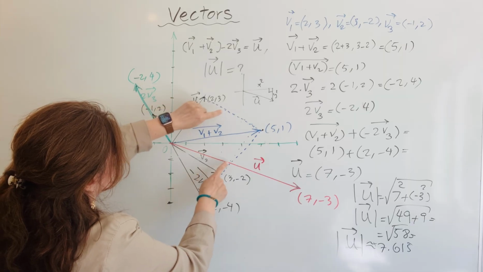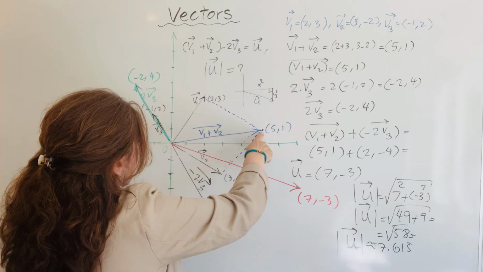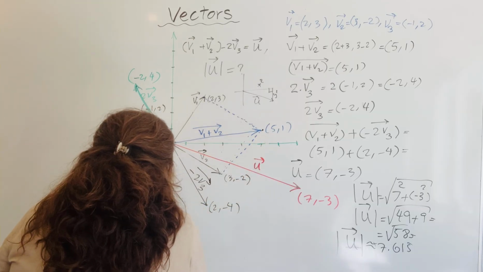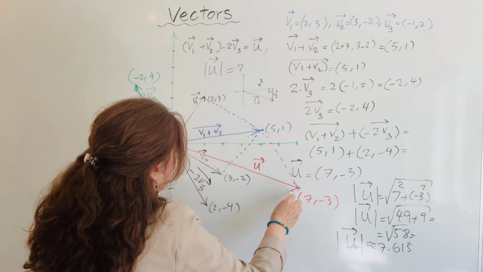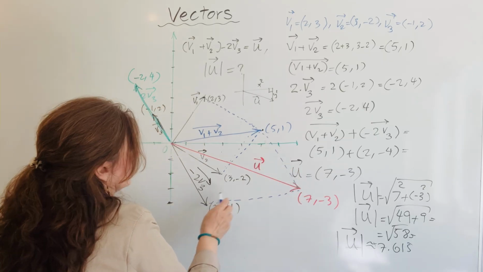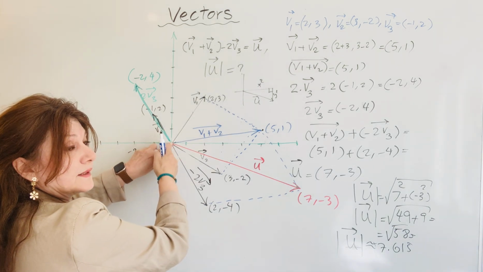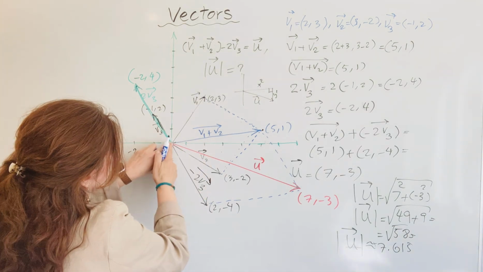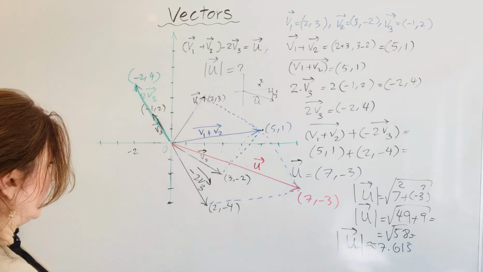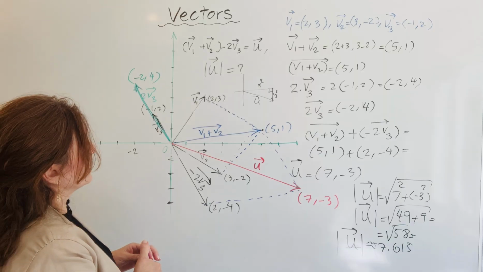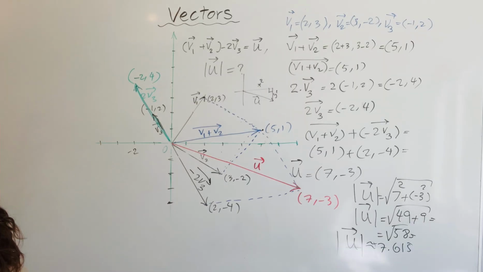As you see, V1 plus V2 gets somewhere here. Twice of this one, negative, is here. The result by parallelogram is here. The tail is here because everything is at 0, 0. Tail is here and tail is here. Good? Very good.